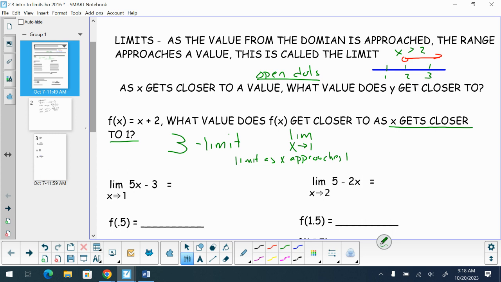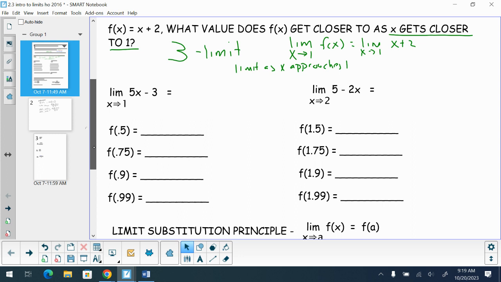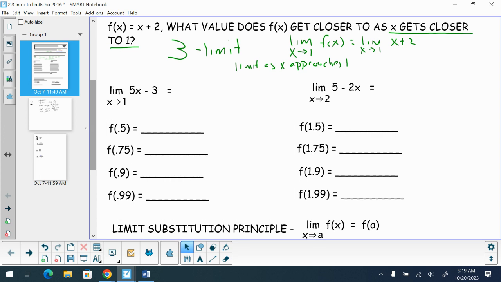Well, we have to also declare what function we're dealing with. We have our function f of x, or we could say the limit as x approaches 1 of x plus 2. We have to have a function or a rule that is there. So this is how things are written with respect to limits. Well, let's take a look at some calculations here. This is where we're going to use our function.